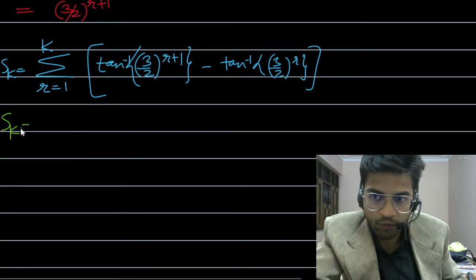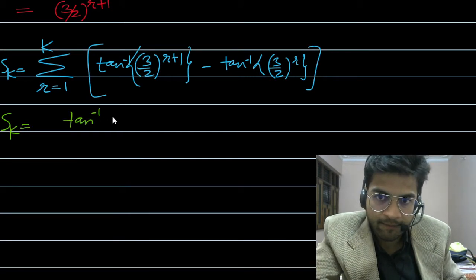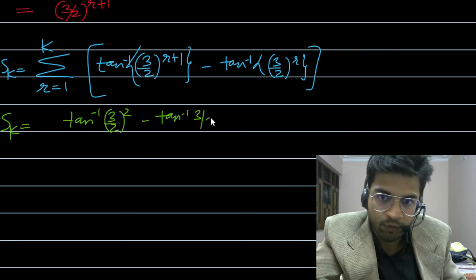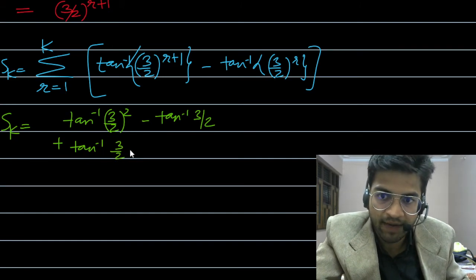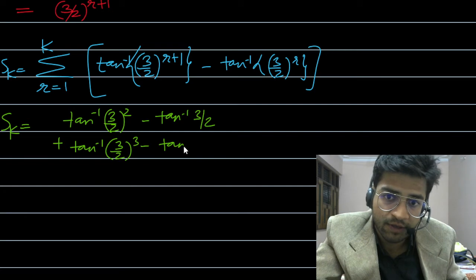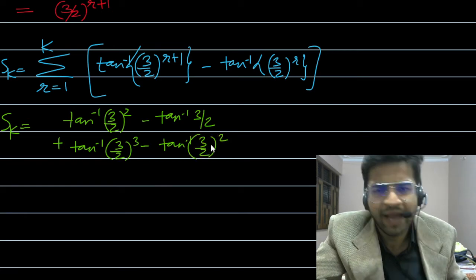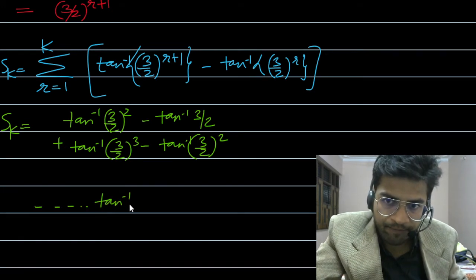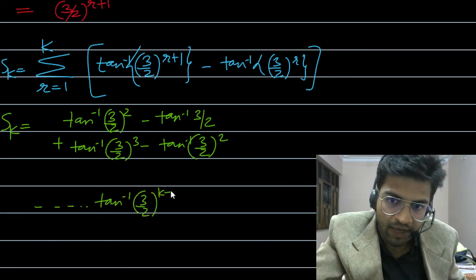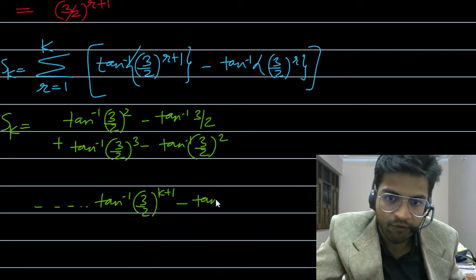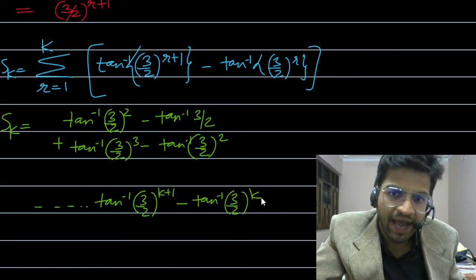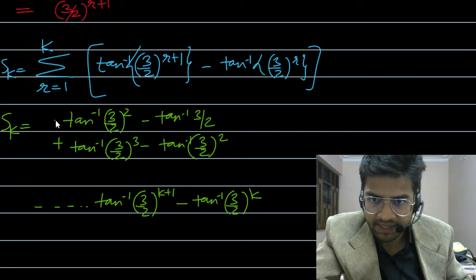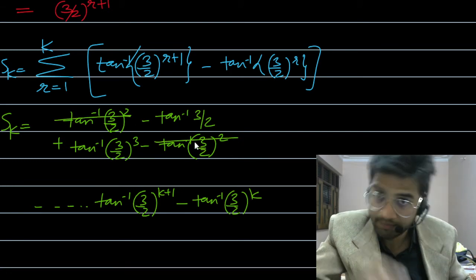So S_k is equal to, first term will be tan inverse of 3 by 2 to the power 2 minus tan inverse of 3 by 2, plus, then you will have, put r is equal to 2, tan inverse of 3 by 2 to the power 3 minus tan inverse of 3 by 2 to the power 2, and now you know the whole drama. It will go on till tan inverse of 3 by 2 to the power k plus 1 minus tan inverse of 3 by 2 to the power k.